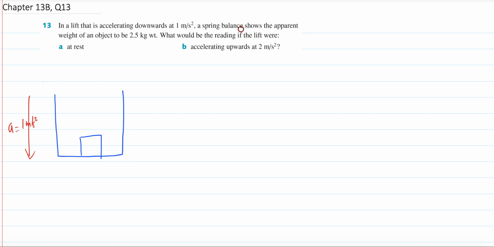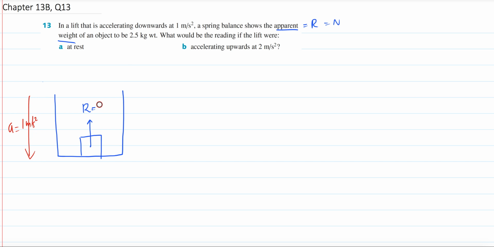And a spring balance shows the apparent weight of an object to be 2.5 kilograms weight. Now, what that apparent weight of the spring balance means is the normal force. So that's another way of saying the reaction or the normal force. It's your reaction force in this case, I'll label it as R, is 2.5 kilograms weight as it's going down.